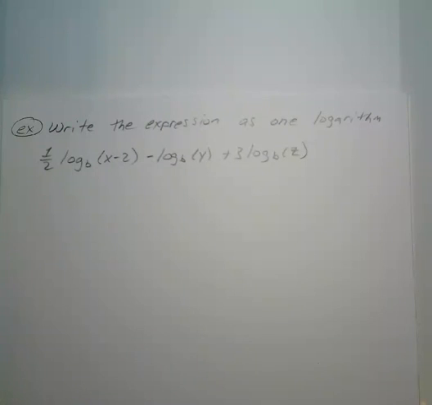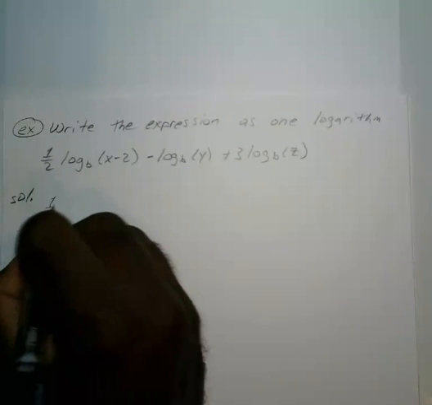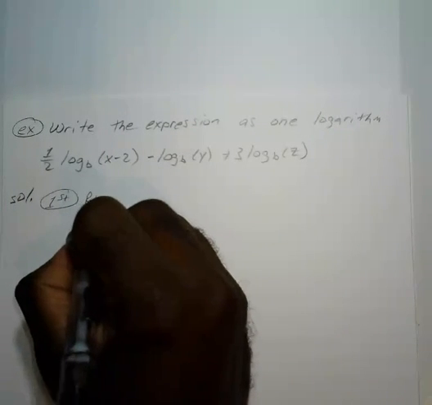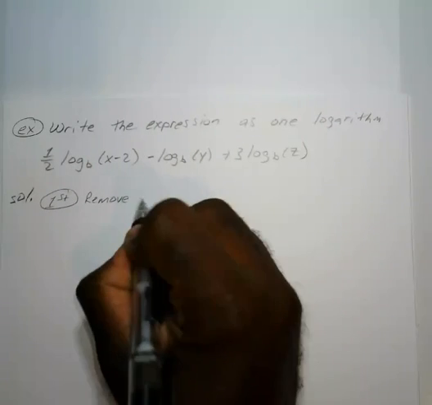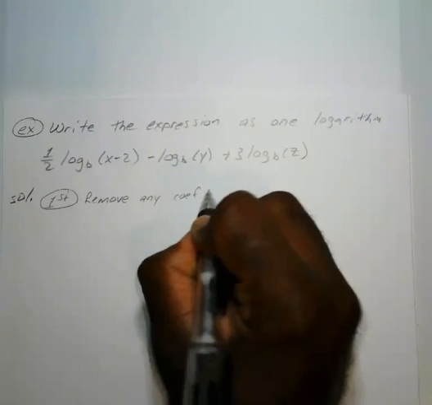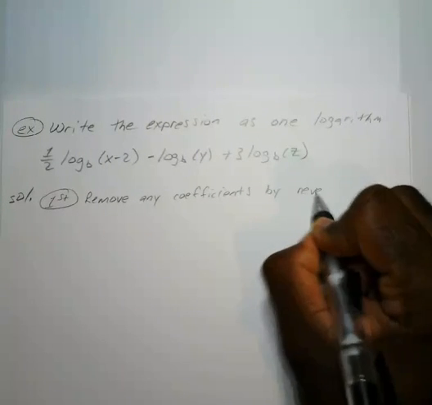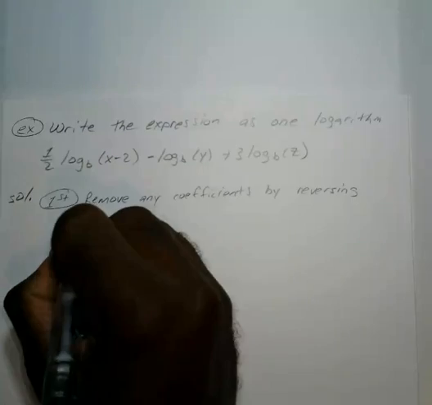All right. Now, I do have a certain set of guidelines that I follow. It's not the only way to do it, but this method really simplifies it a bit. So I'll show you the step-by-step method that I take. And if you want to use a different method, that's perfectly okay. Okay, so the first thing that I like to do is to remove any coefficients by reversing the power rule.